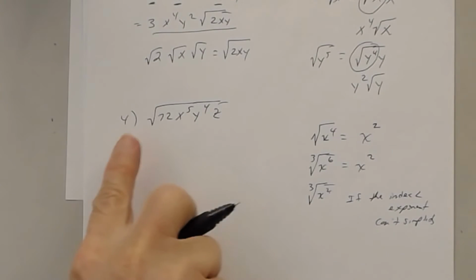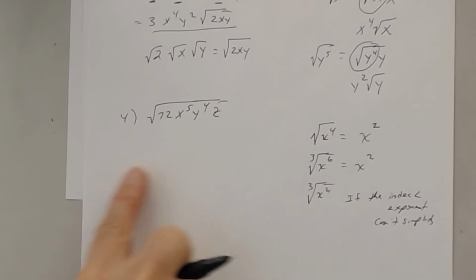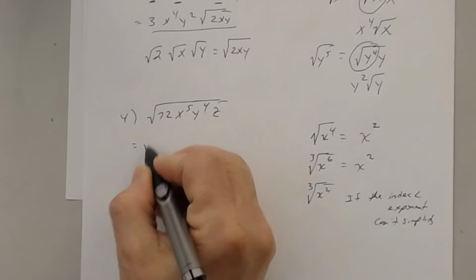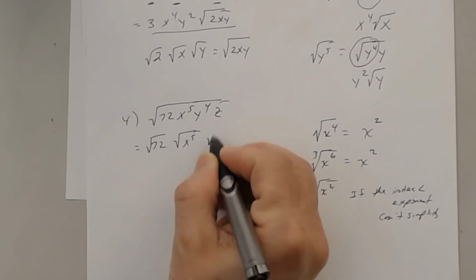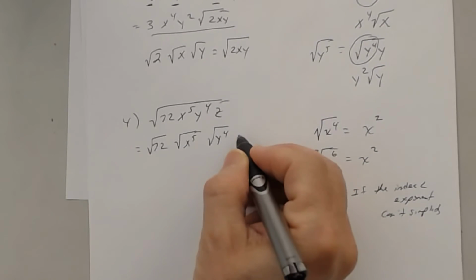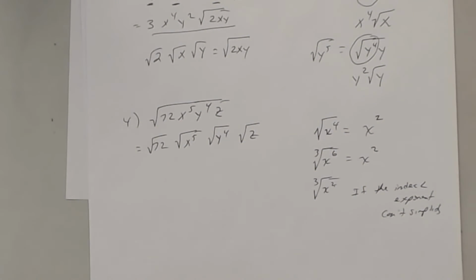All right, so we're going to need this in this situation. So I get the square root of 72 times the square root of x to the 5th times the square root of y to the 4th times the square root of z. That's what I had. So all I did was I just wrote these as a product of 4 square roots.